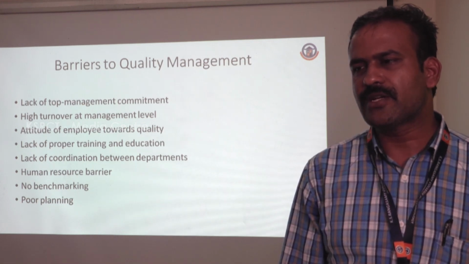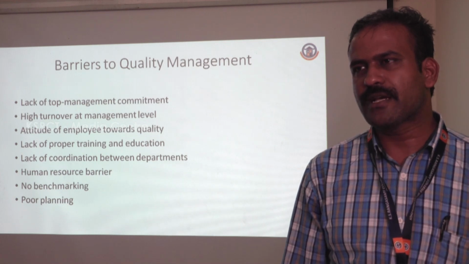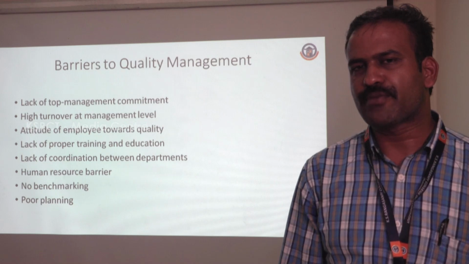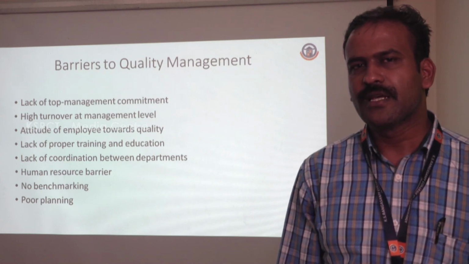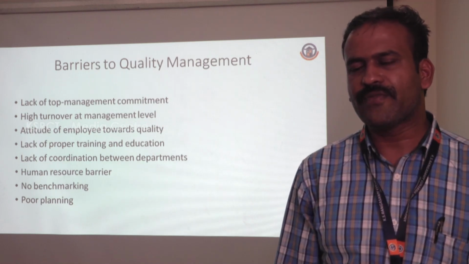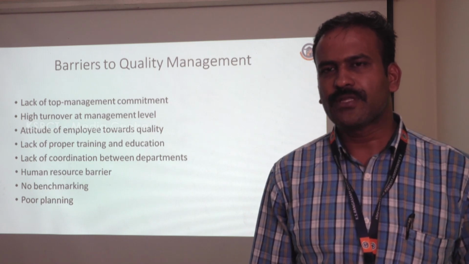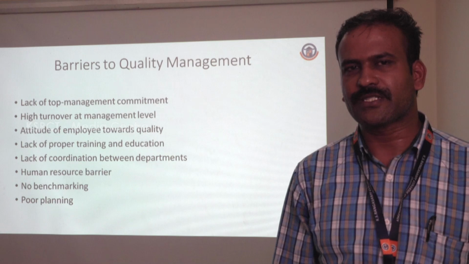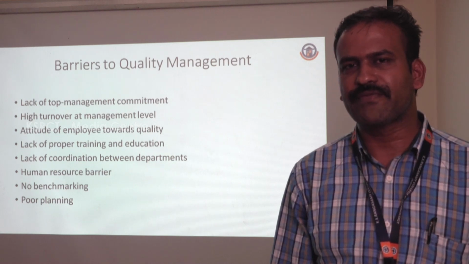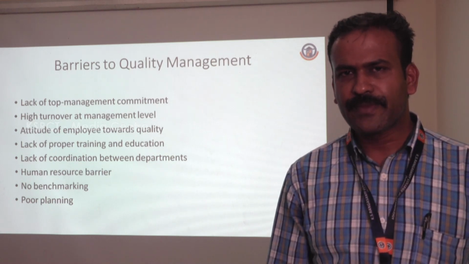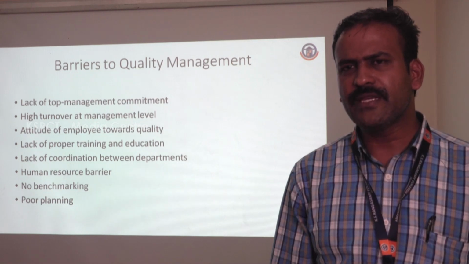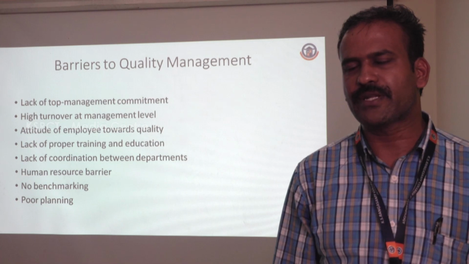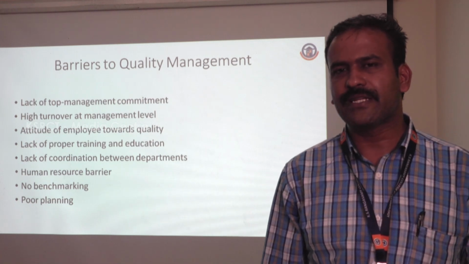The next one is high turnover of management. Once the company has high turnover, the company is not paying attention to the quality and production of the products. That is one of the negative things. Then the attitude of employees towards quality. The attitude of employees is very important to give a quality product to customers. On each and every customer feedback, the employees immediately give their input to change the particular product. That is very important. Then lack of proper training and education.